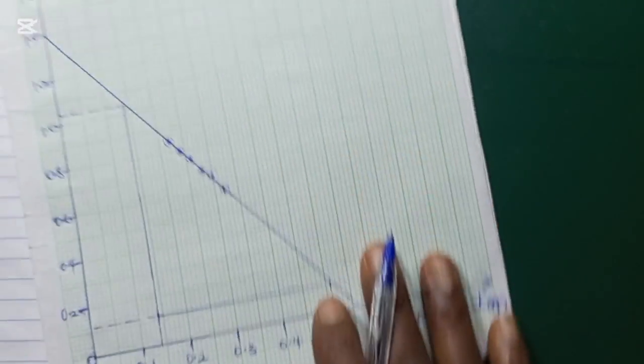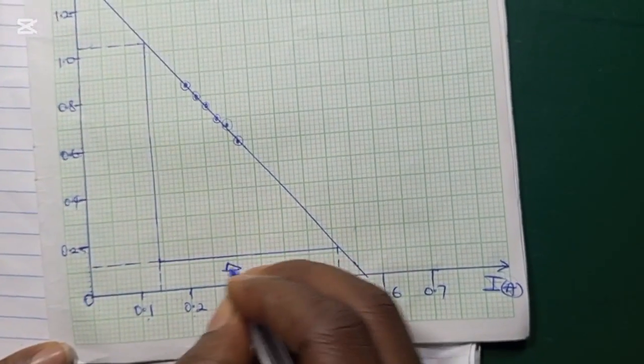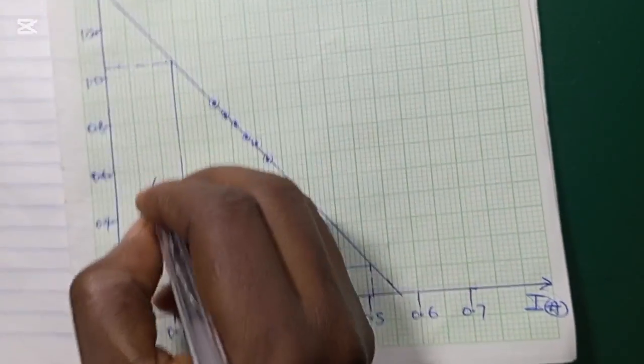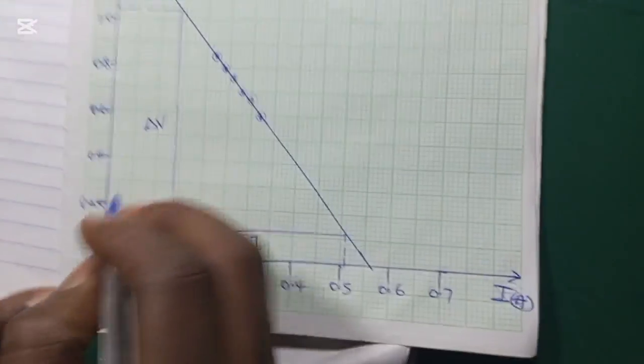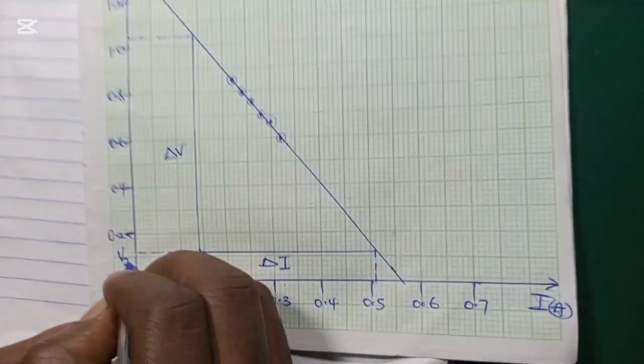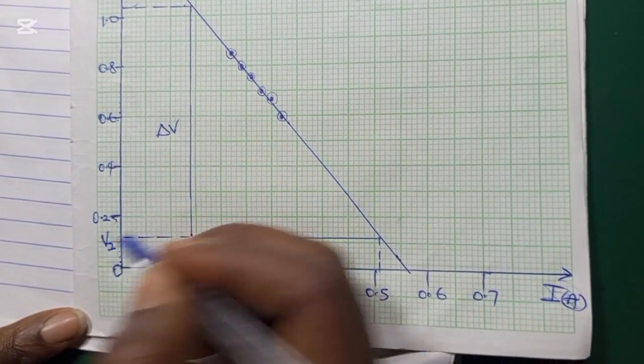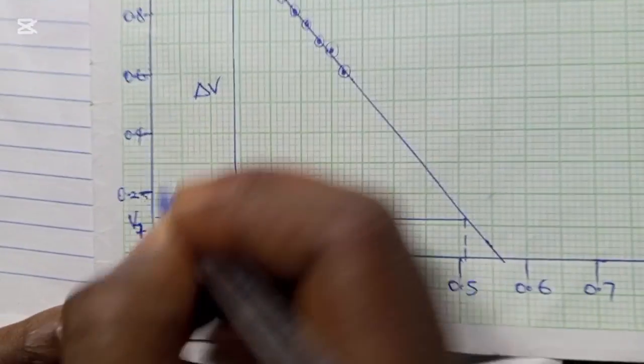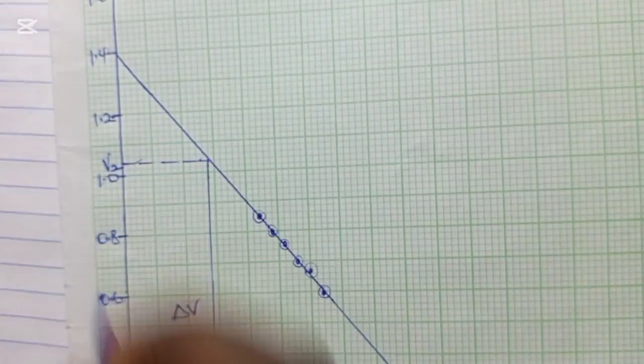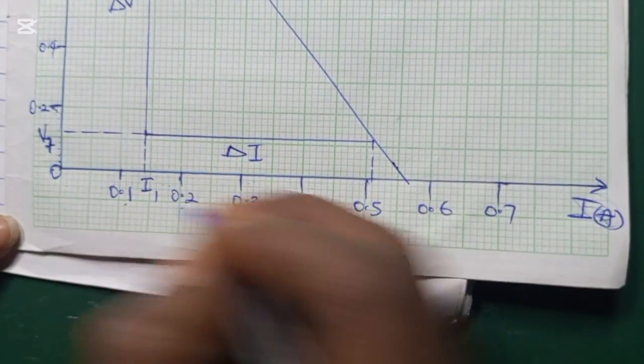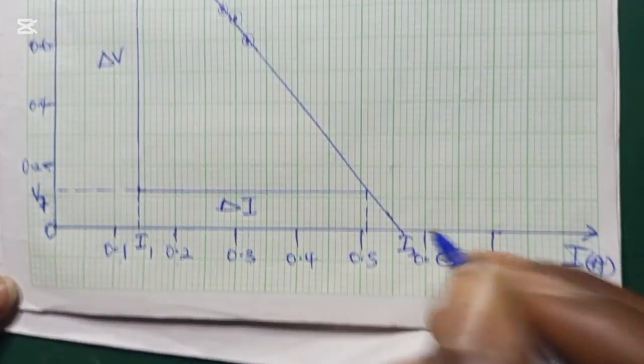Okay, so this becomes my what? This change in I against change in V. Now this is my V2. Why this is what? So this is my V1. Why this is V2? Okay. And this is my I1. Why this is what? My I2. So let me find the slope.